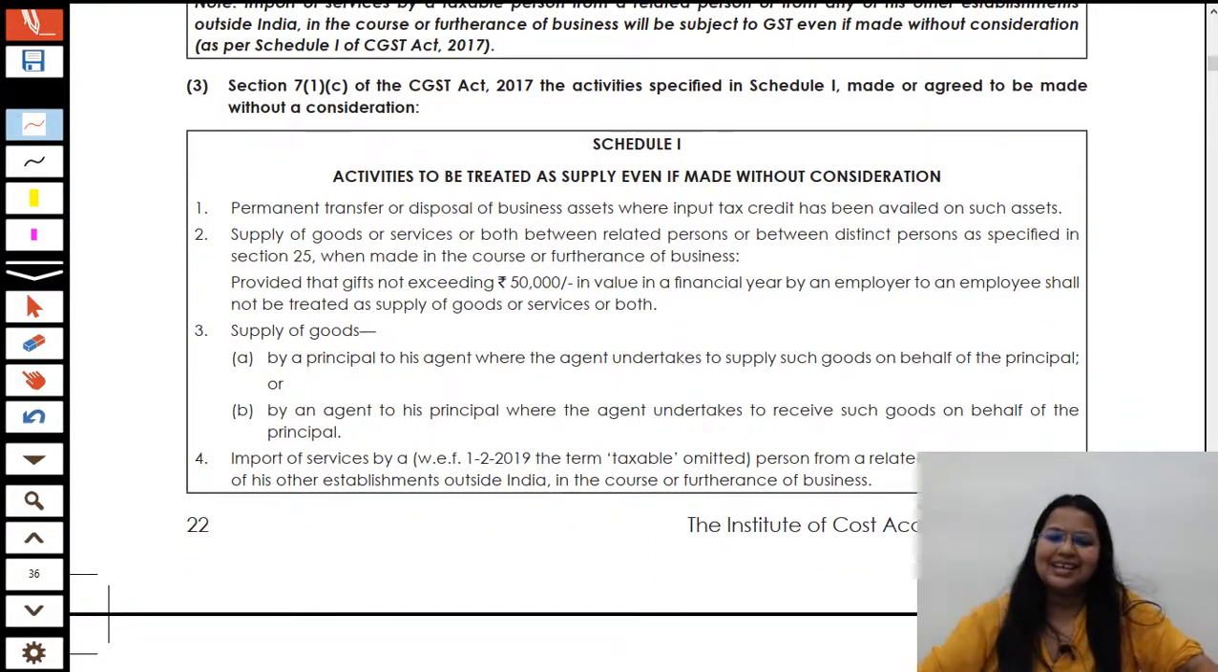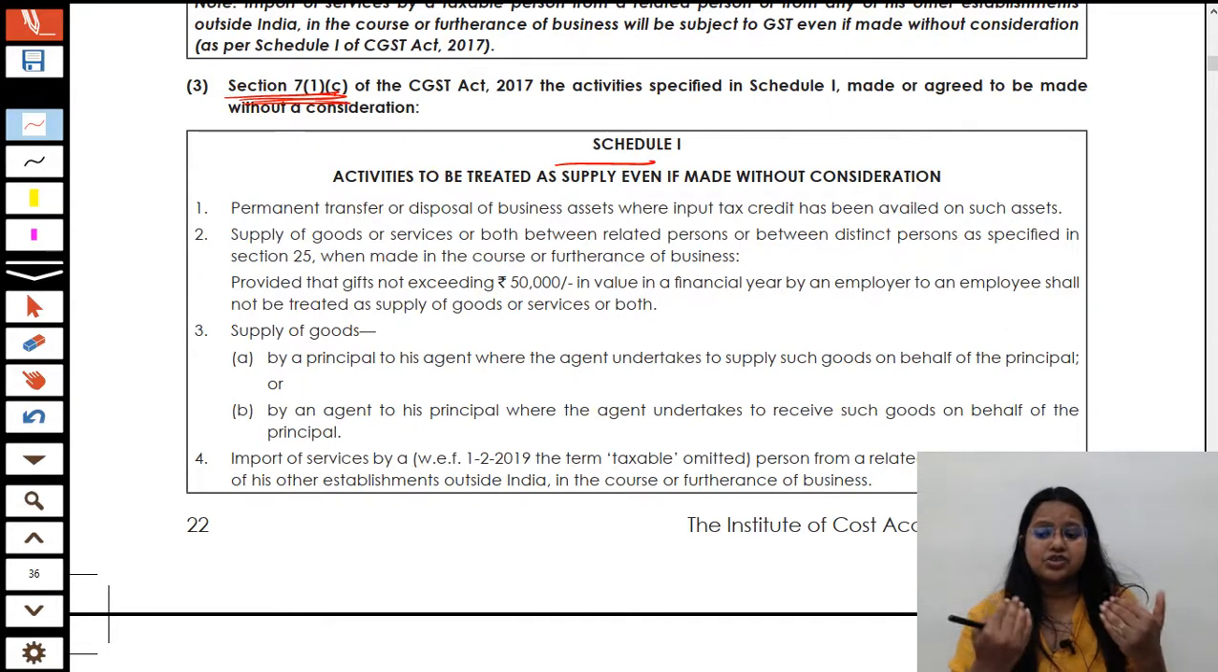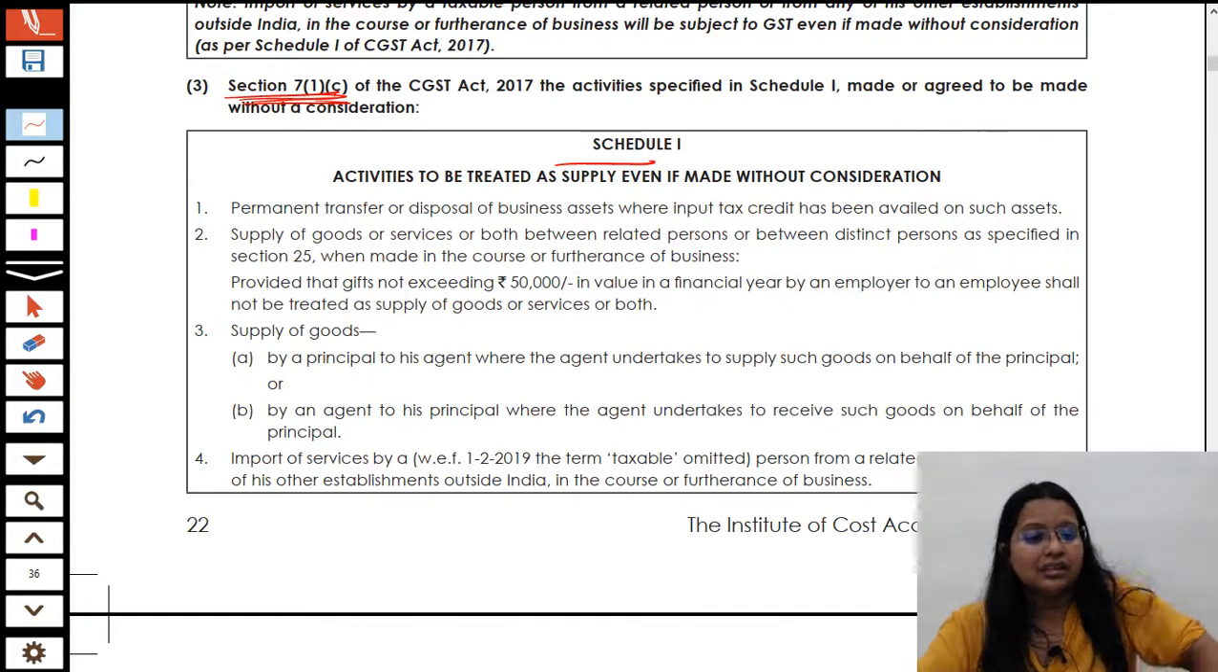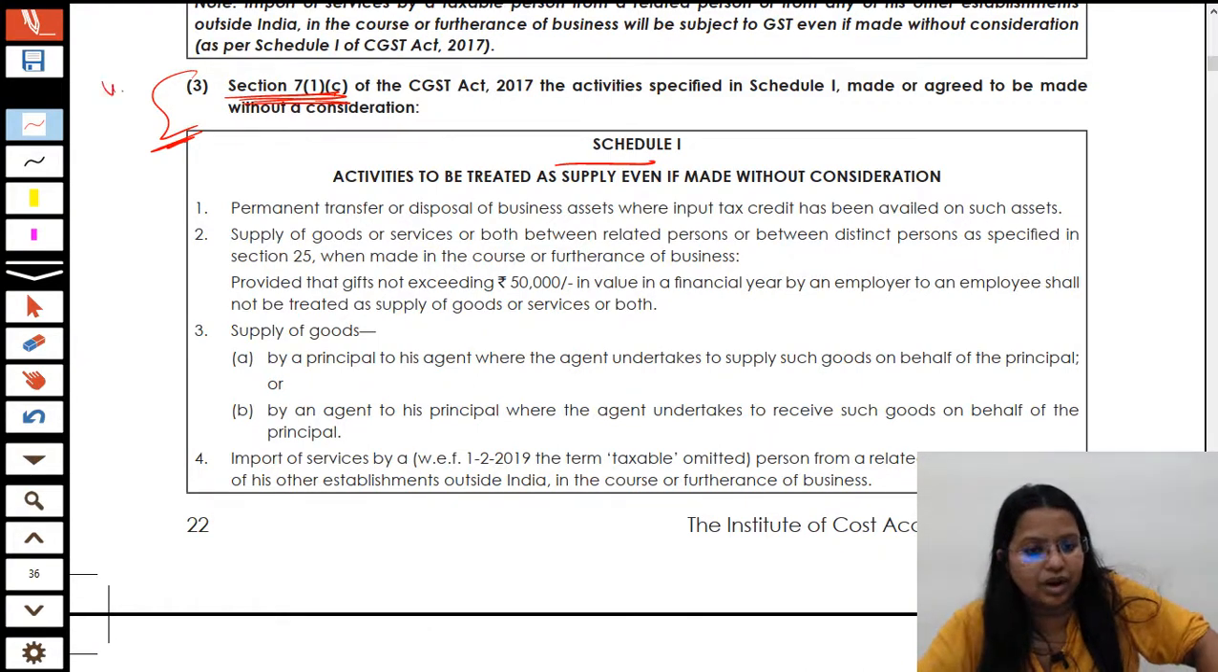Yes. Section 7 subsection 1 clause number C, that is Schedule number 1. Now students, even in the CA, CS, CMA examinations, and even in the graduation or post-graduation examinations, this particular part has been repeated many times. So it is very important.